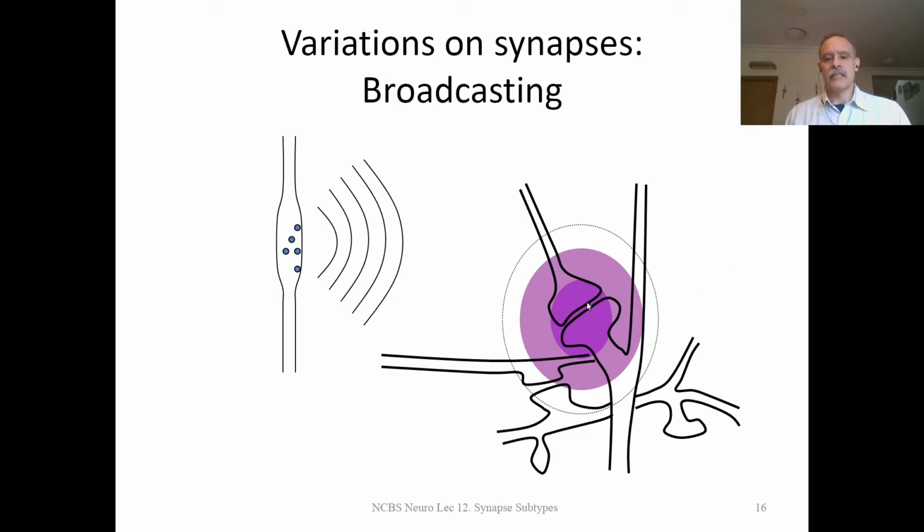For example, in many synapses, there's a retrograde transmission of information. In other words, going from the postsynaptic side to the presynaptic side. And some of these signals are carried by these kinds of signals.